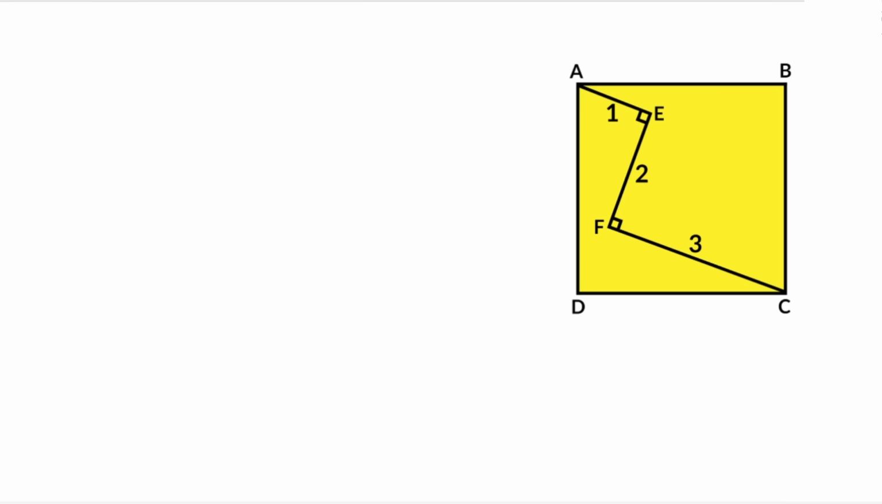We have a large square labeled A, B, C, and D. Inside the square, there's a zigzag path made up of 3 connected segments running from the top left corner, A, all the way to the bottom right corner, C. Along this path, we have 2 points, E and F. We're told that AE is 1 unit, EF is 2 units, and FC is 3 units.